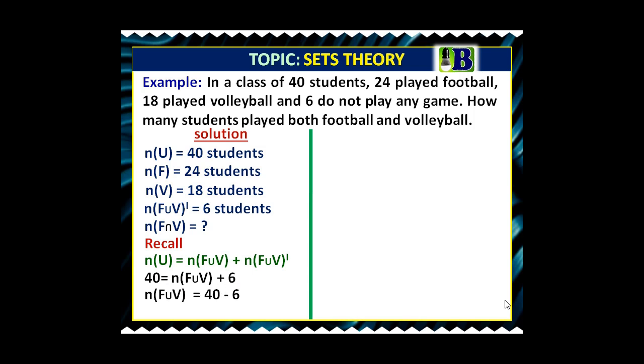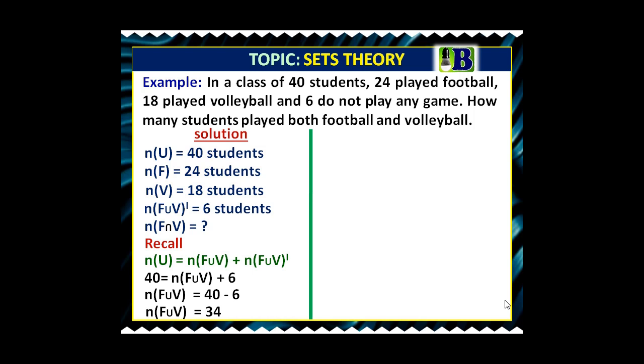By the time we rearrange the equation, it is going to look like this: 40 minus 6, which is equal to 34. But the question asks us to look for the intersection of football and volleyball, not the union.